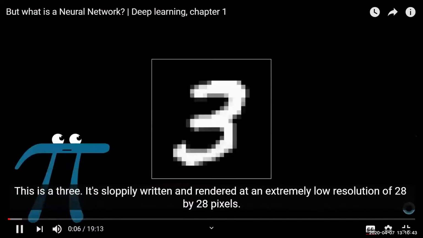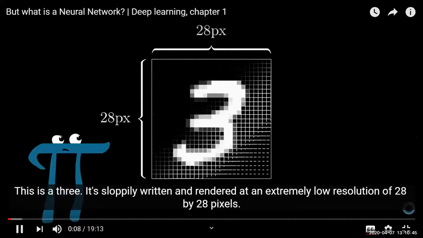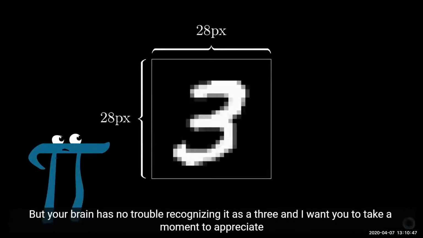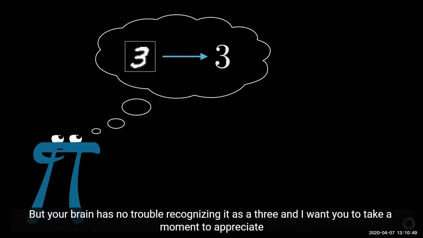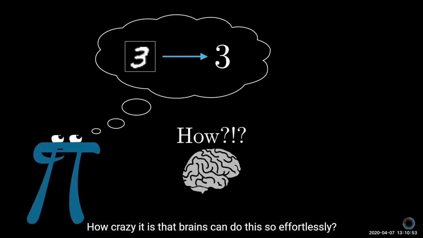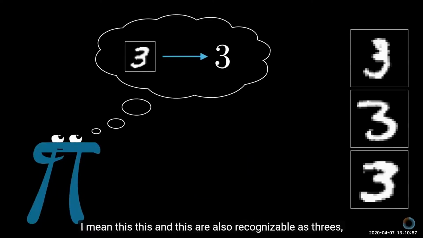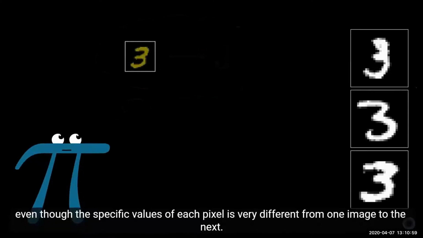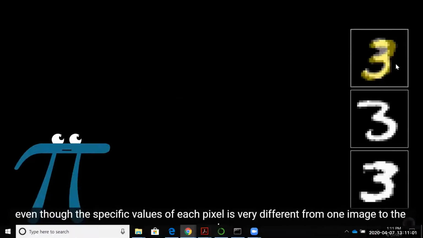It's sloppily written and rendered at an extremely low resolution of 28 by 28 pixels, but your brain has no trouble recognizing it as a 3. And I want you to take a moment to appreciate how crazy it is that brains can do this so effortlessly. I mean, this, and this are also recognizable as 3s, even though the specific values of each pixel are very different from one image to the next.